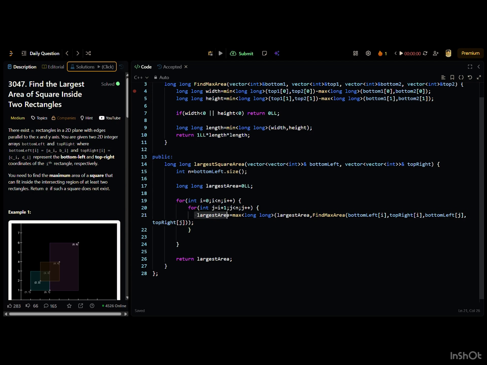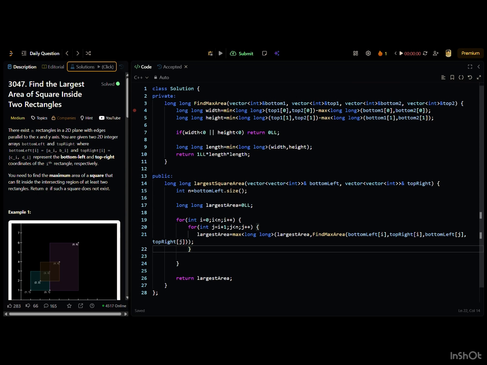So we check the current existing maximum value stored in the variable, and then we also make a function, find max area, where we pass the bottom left and top right of both the vectors that we're going to consider. So bottom left i, top right i, bottom left j, and top right j. In this function find max area, we receive all the parameters that we have passed, and now we find the width. How do we find the width?